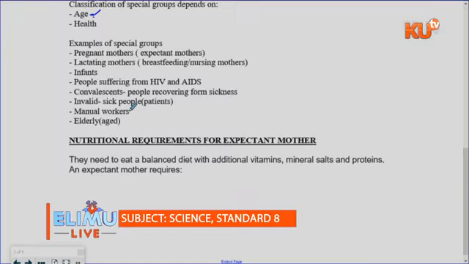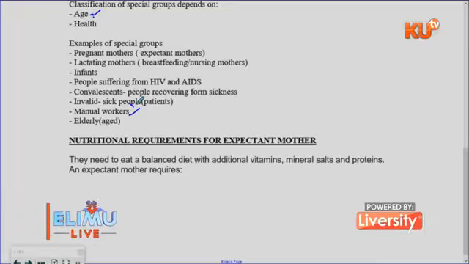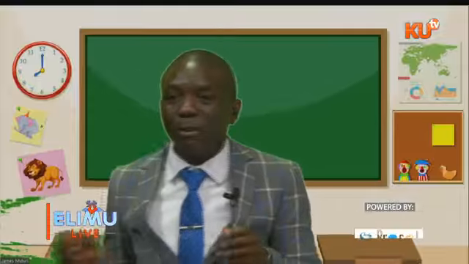Manual workers are those workers mostly found on construction sites, watu wa mjengo, these ones. On a construction site, you can find these people. They cannot just drink porridge and then go there and work for the whole day. They need a lot of energy-giving food because they are using a lot of energy to do their work. So manual workers are examples of special groups we have in science.